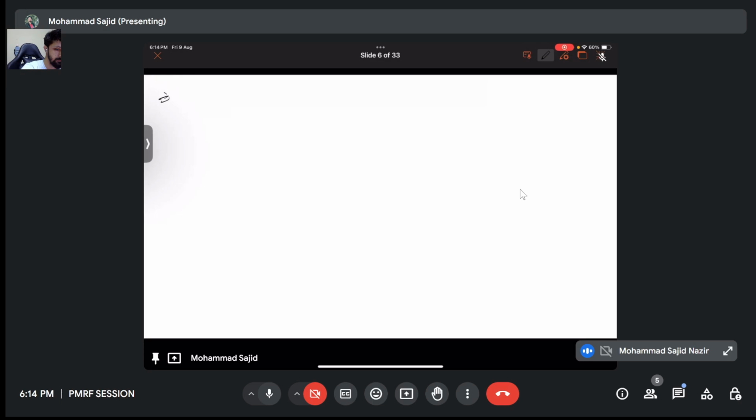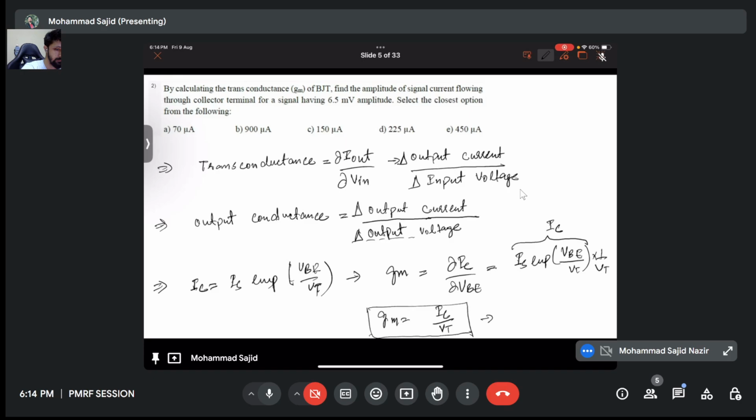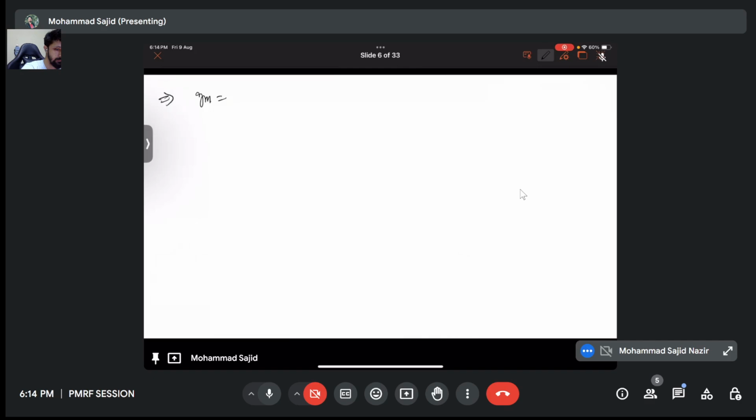So now my GM will be IC by VT. IC we calculated. These questions are related, right? You need to use the previous values to calculate these quantities. So my GM is IC, that is 1.8 milliampere, divided by VT, which is 26 millivolt. Milli and milli will cancel, so it will be 1.8 by 26, and GM is written in Siemens.